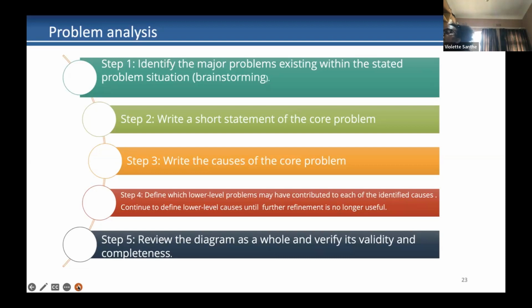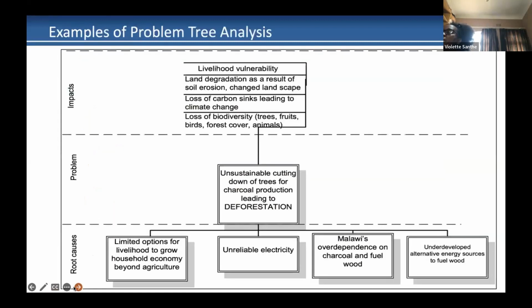And then the next step is to define which lower level problems may have contributed to each of the identified causes. And then you continue with the process. It's like a reiterative process. You continue to define lower level causes until further refinement is no longer useful. Then at the end, you review the diagram as a whole and verify its validity and completeness. The next slide, please. We're going to look at the problem tree, an example of a problem tree.